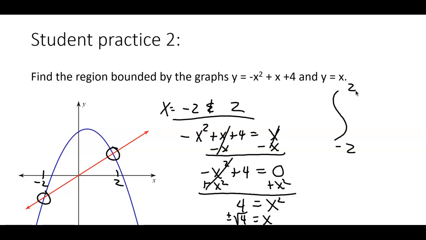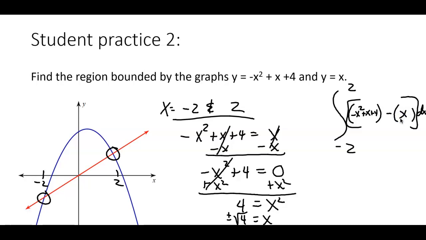Diley, which one is on top? Yep. So I'm going to write this out first. So negative x squared plus x plus 4, and then x over here.